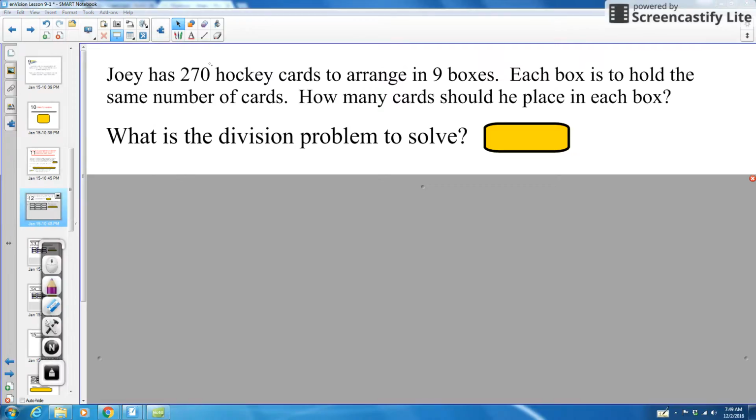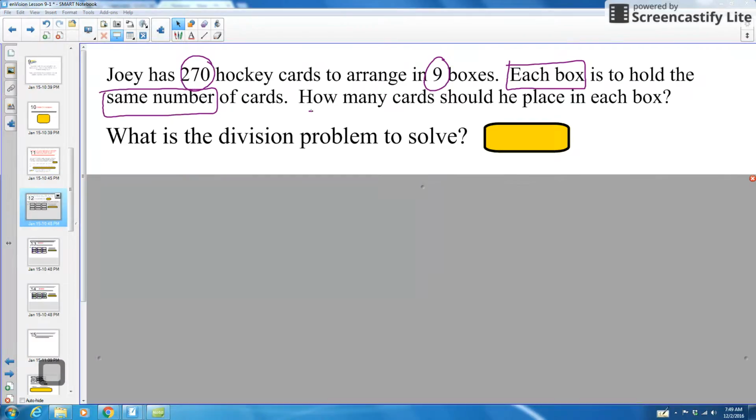It says Joey has 270 hockey cards to arrange in 9 boxes. Each box is to hold the same number of cards. How many cards should he place in each box? So when we look at this, our division problem that we need to solve is 270 divided by 9. And since we're looking how many cards should go into each box, I'm going to use the letter C to represent our answer that we just don't know quite yet.